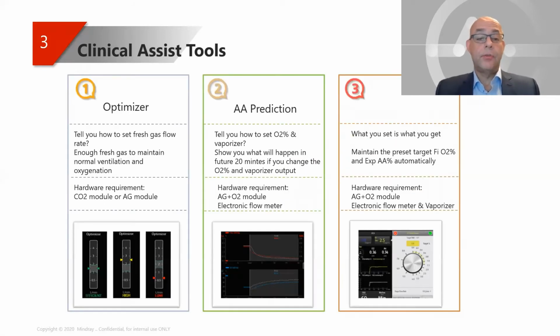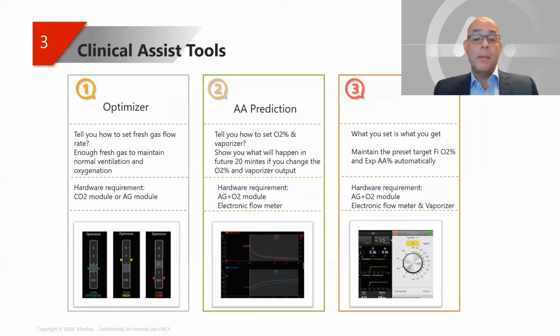Now, the clinical assist tools, as we call them, the first one is the optimizer, and it will help you set the fresh gas flow enough to have a normal ventilation and oxygenation. And it tells you in the green area if everything's okay, set fine. If it's yellow, then you have a too high flow resulting in high waste gas. And if it's in the red area, then you have too low fresh gas flow.